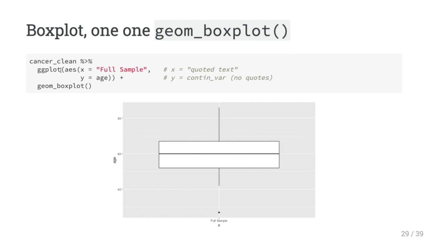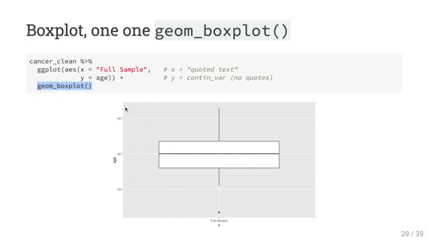in AES, we're creating a blank canvas with ggplot. Turns out we can just put AES inside of the ggplot function, or you can have it after. Either way works. The AES here, we just tell it X is just this full sample, and that's just a label that we're giving it, and it'll show it here. And then Y is age. It's not in quotes, that means it's a variable. And so we're just looking at the distribution of age. And then we just say plus geom boxplot.